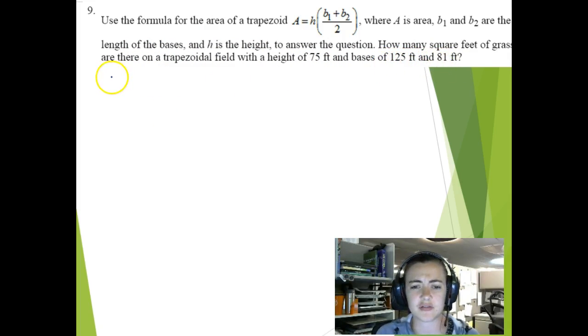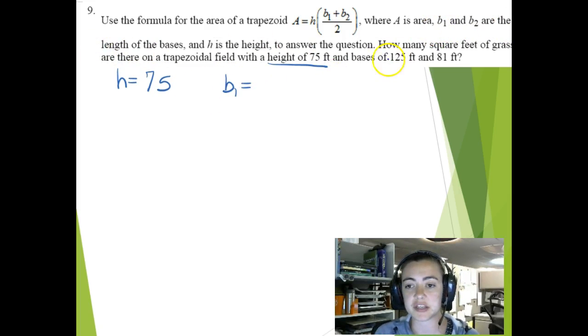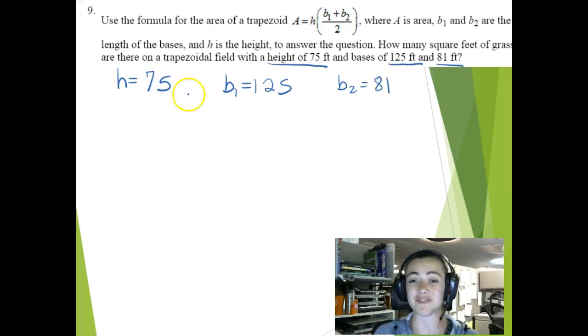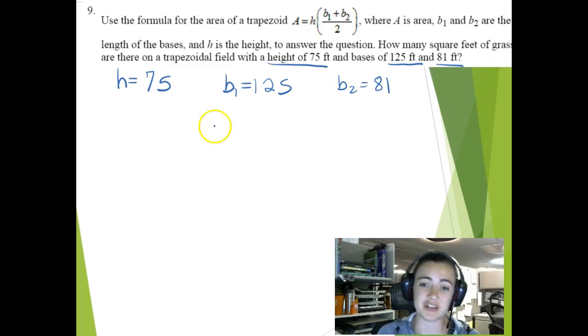So let's start defining our variables here. So h in this case looks like height of 75 feet. B1, remember that's the length of our bases, and our bases are 125 feet and 81 feet. So B1 could be 125, B2 could be 81. Now that we've defined those, we can substitute those into our equation here.